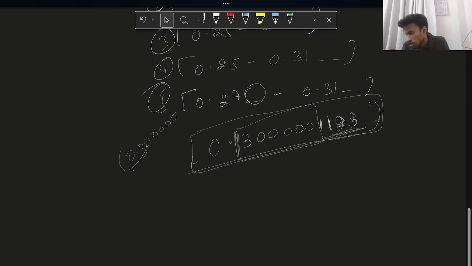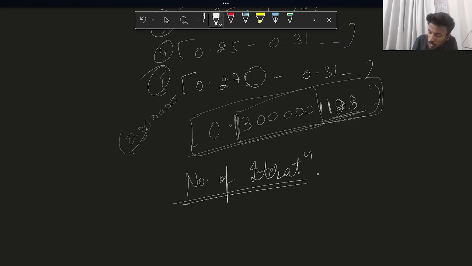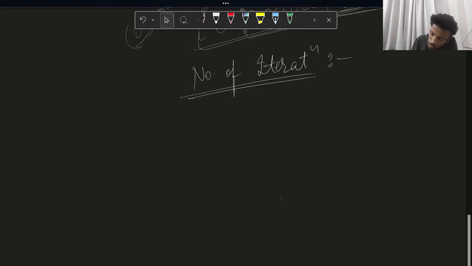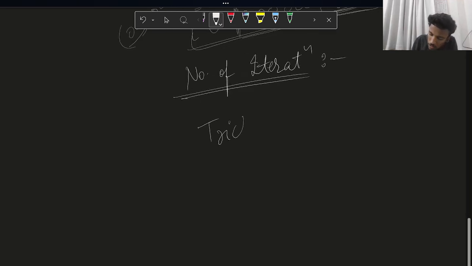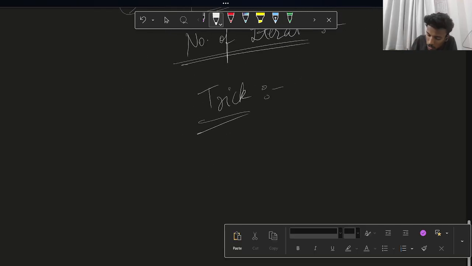But now, how to see how many iterations we should do? How to check the number of iterations? For that, we have one trick. You can say trick only, although it is not a trick, you can see it mathematically. But what happens is, each time your search space is being reduced to half.